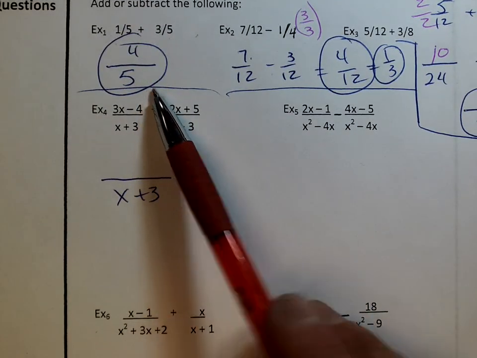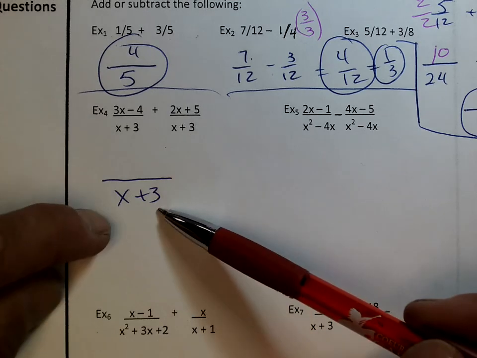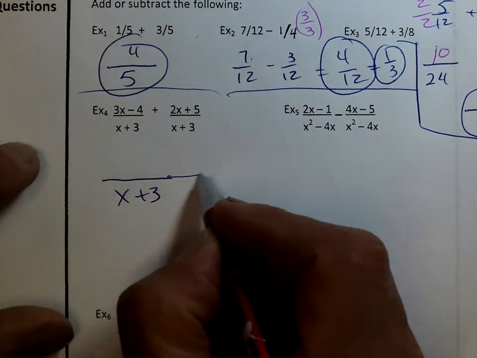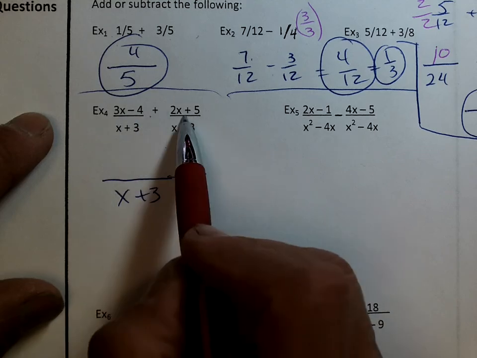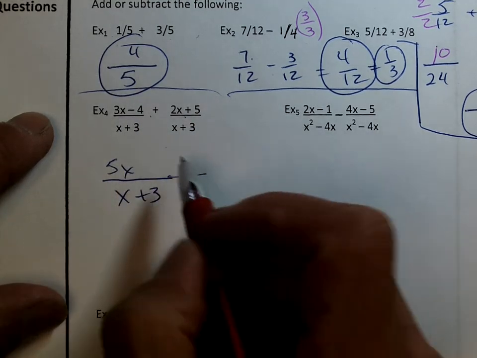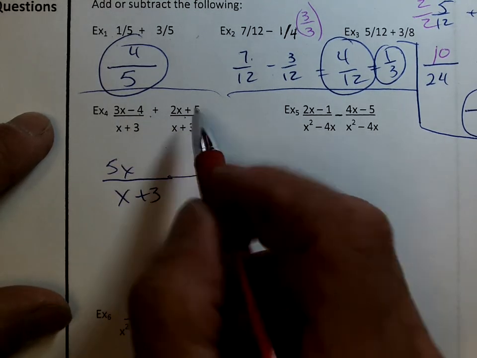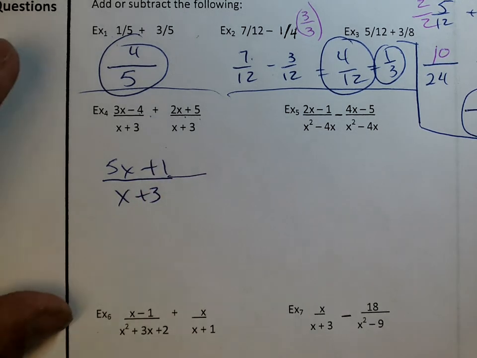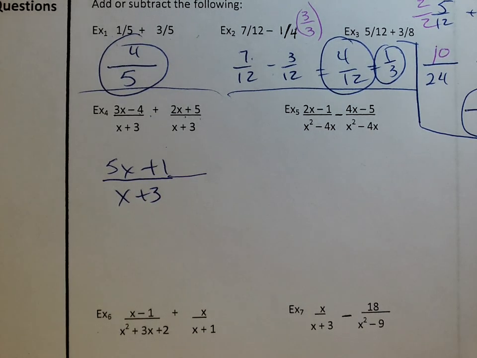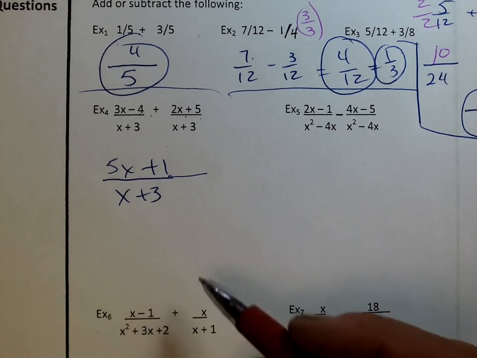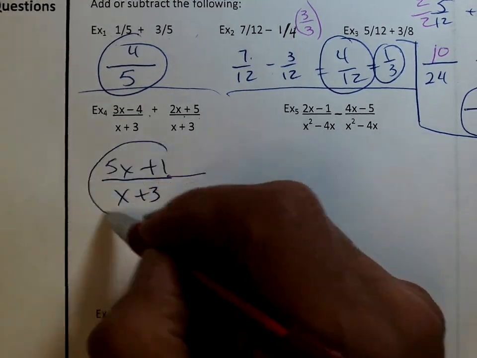That'd be silly, right? So the common denominator is x plus 3, so I write it down. Now, in the numerator, we're just going to add the numerators. 3x plus 2x is a 5x, and a negative 4 plus 5 is a 1. If I could factor and reduce, I would, but I can't. 5x plus 1 can't be factored, won't reduce, so that's my answer.